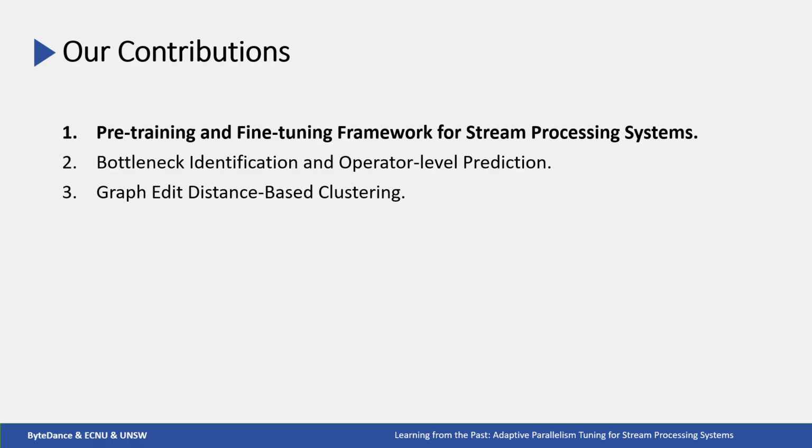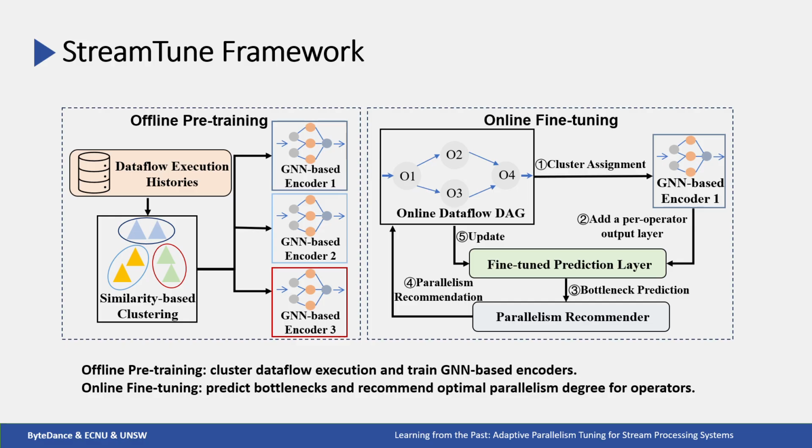In this work, we propose a new tuning framework, StreamTune. At the core of StreamTune lies a hybrid framework that combines two critical phases, pre-training and fine-tuning. In the pre-training phase, StreamTune uses historical execution data to train models that learn generalizable insights about stream processing DAGs. More specifically, DAGs are grouped into clusters based on graph edit distance. For each cluster, we train a GNN-based encoder to predict bottleneck tendencies, and thus introduce structural properties in the encoder. This phase enables StreamTune to capture global patterns in streaming workloads.